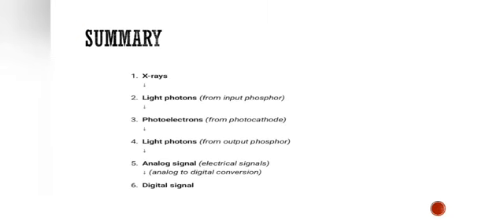So now the summary. We can recall what we have learned throughout this presentation. First, the X-ray tube emits the X-ray beams, which pass through the patient, and the image intensifier captures them. The input phosphor converts the X-ray beams into light photons. Then the photocathode converts the light photons into photoelectrons, and the output phosphor converts those photoelectrons back into light photons. Next, the analog to digital conversion turns them into digital signals, and finally we get a real time image of the procedure.